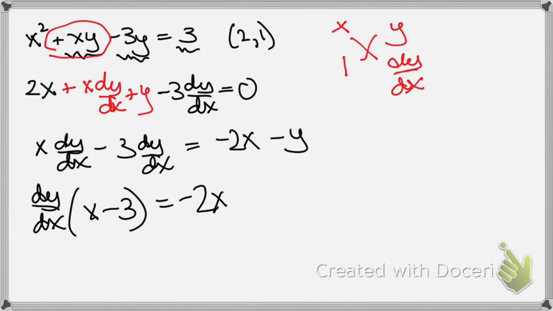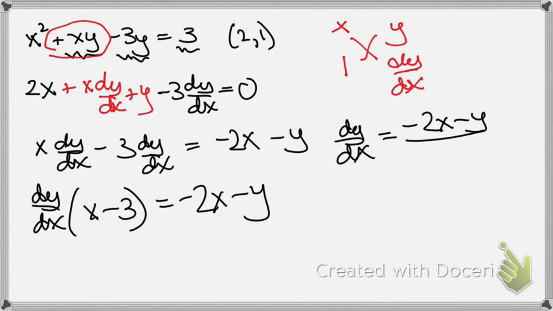And then divide by that to get the dy/dx by itself. And you get negative 2x minus y over x minus 3. And then you want to evaluate that at (2, 1). So plug in all your x's are 2's and all your y's are 1.